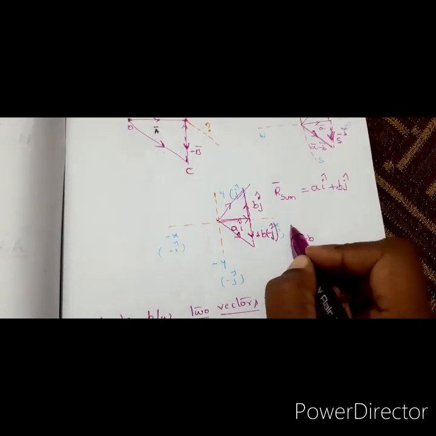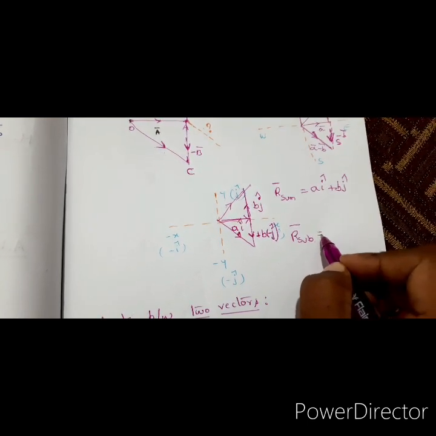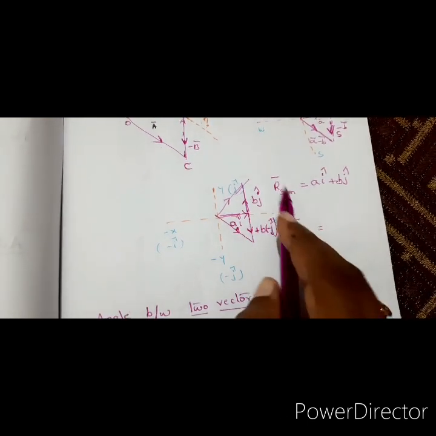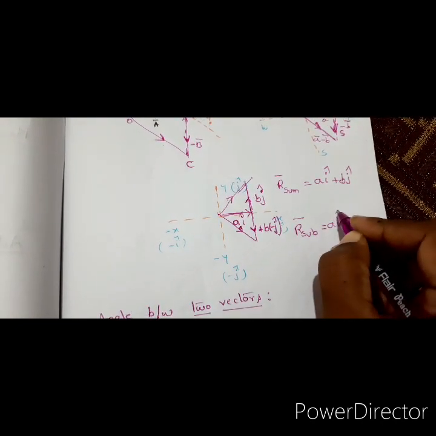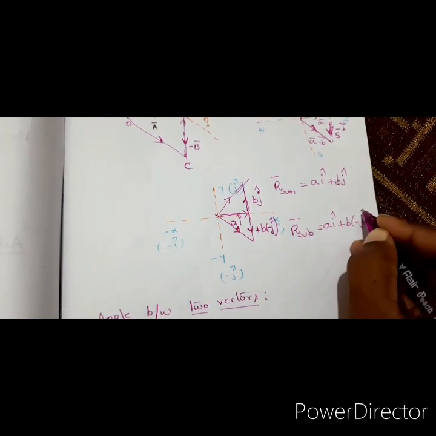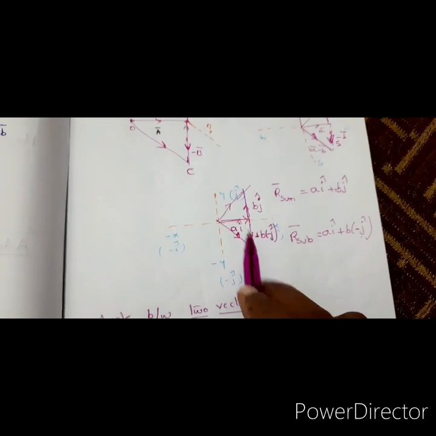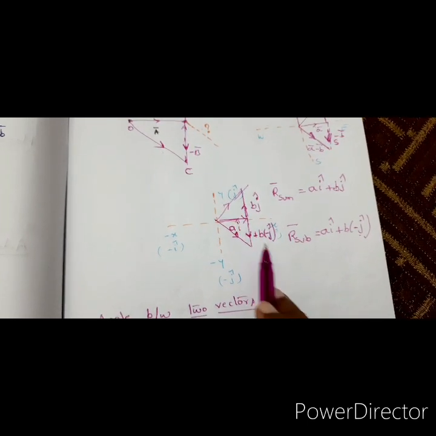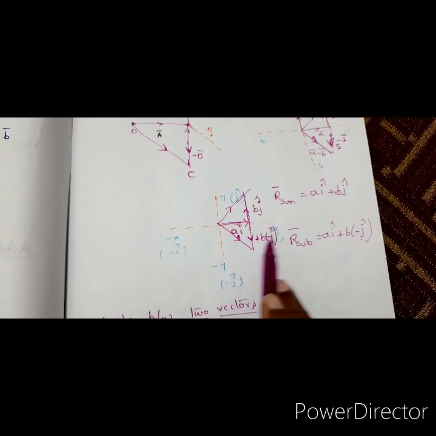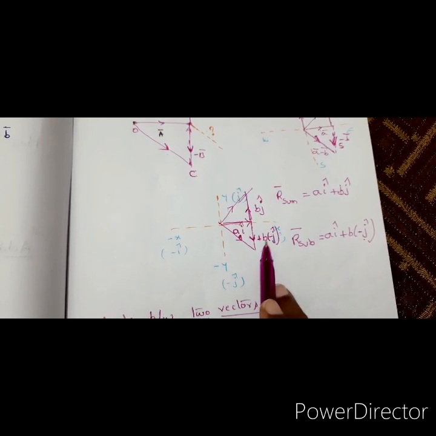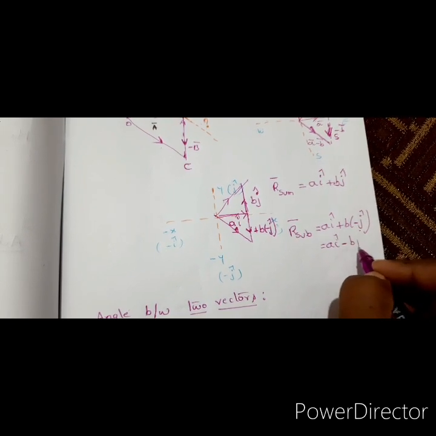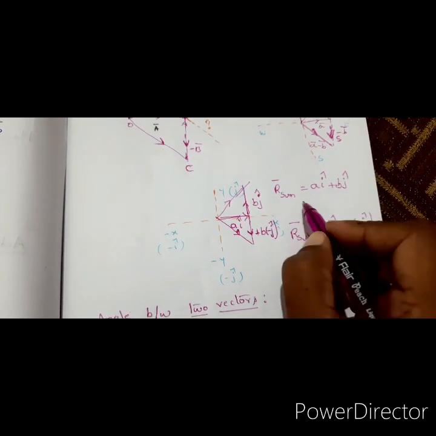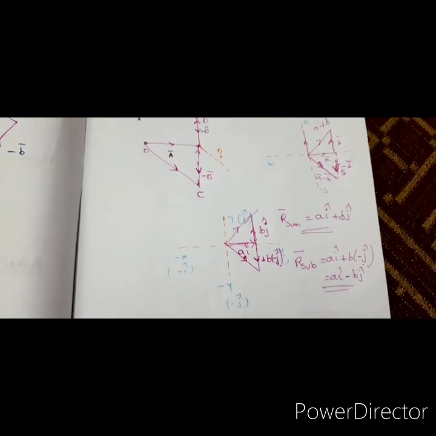So let me write it as R sub bar. Right? R sum bar, R sub bar. So now this is A i cap plus B of minus j cap. Why? Because here the direction is defined by the unit vector. This is just simply magnitude. So this gives you A i cap minus B j cap. Yes, this is about subtraction.